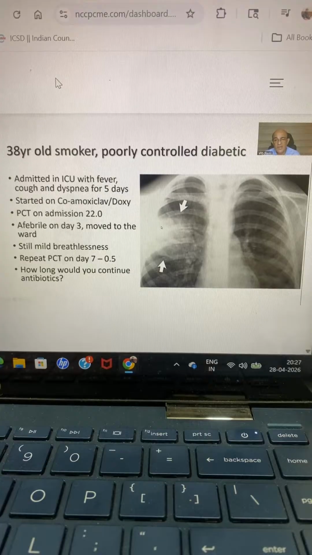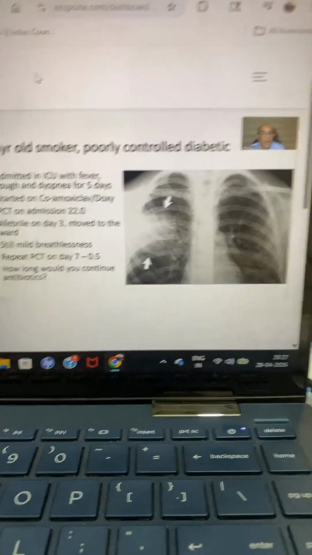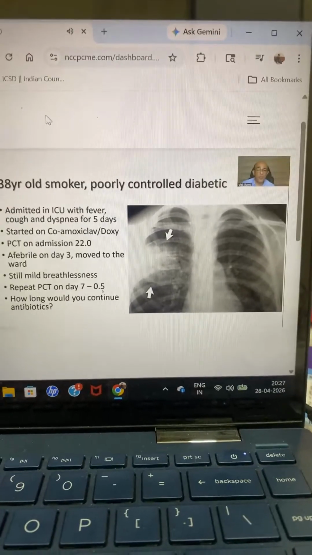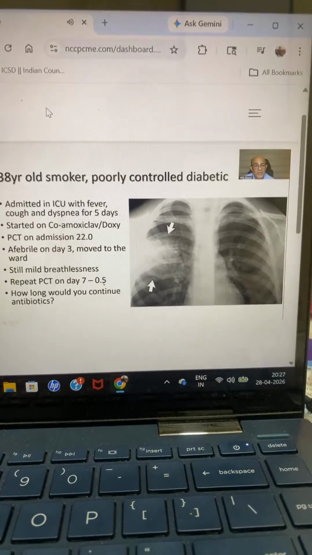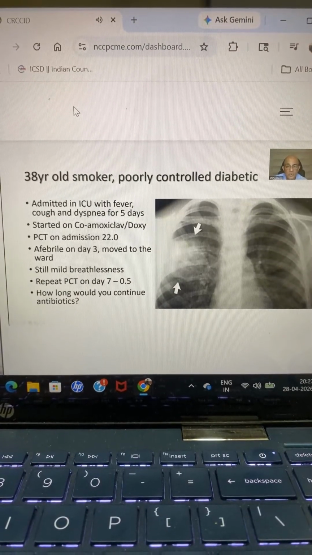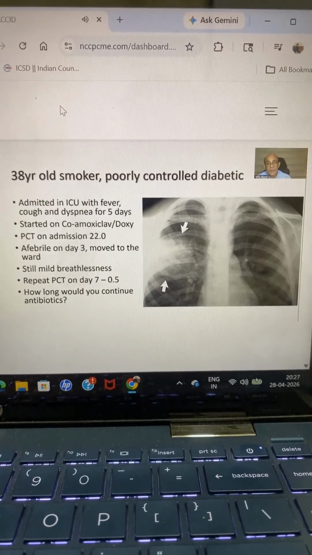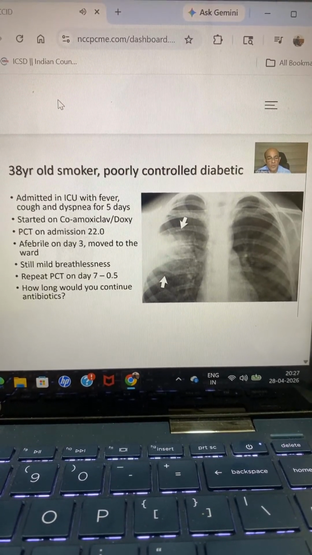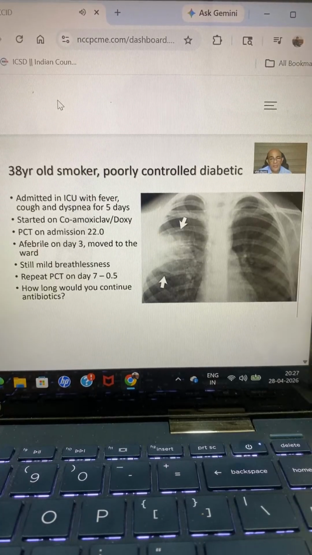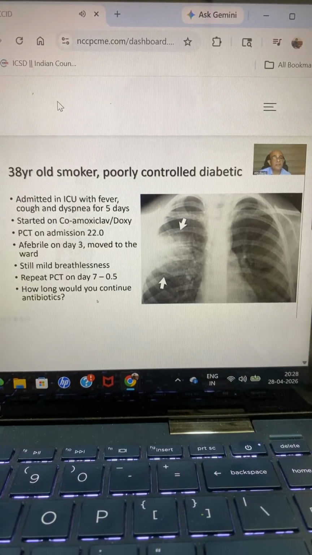Now, the person has come with a very typical community-acquired pneumonia. He has responded, become afebrile, moved to the ward, and the PCT has dropped from 22 to 0.5, definitely more than an 80% drop. And on day 7, if the only symptom is mild breathlessness, I don't think this is an indication to continue antibiotics. So this is a very clear picture where PCT is useful in antimicrobial stewardship to decide that you can stop the antibiotics at 7 days. Antibiotics are not indicated. Maybe he has a poor lung reserve because of being a smoker, he may have COPD, but that has to be evaluated, and antibiotics are not the answer.